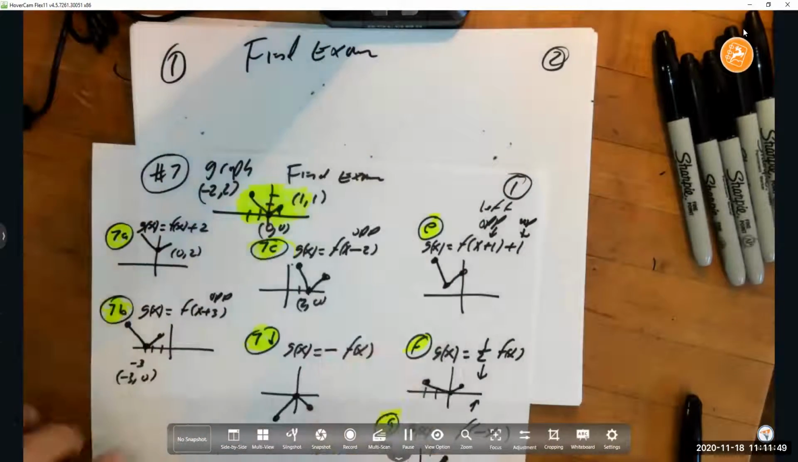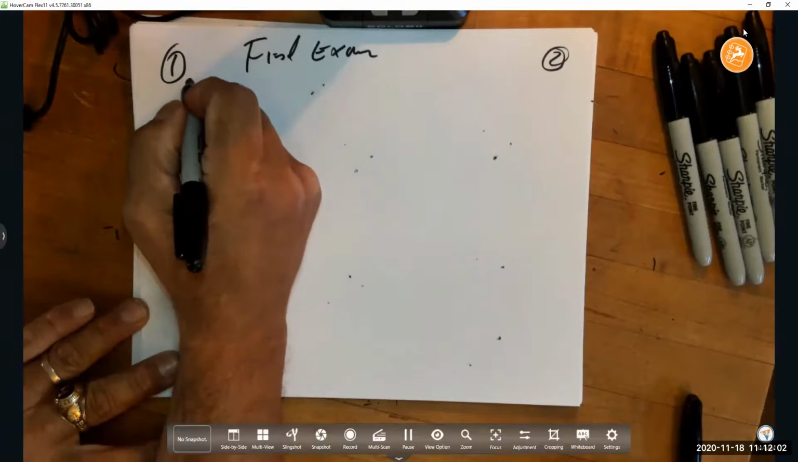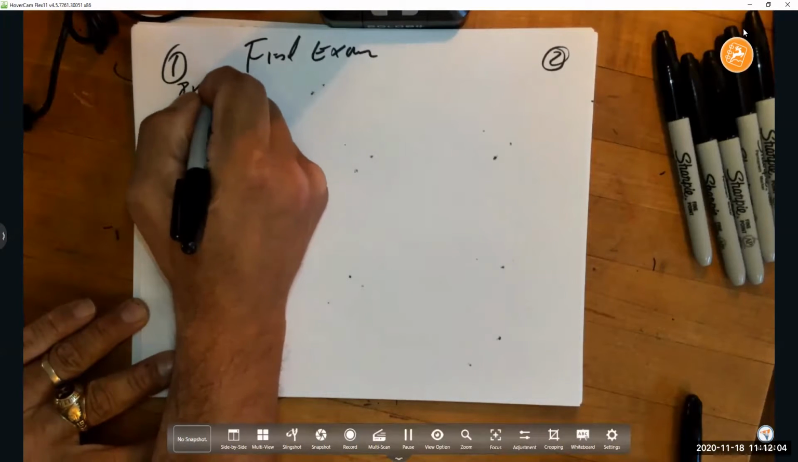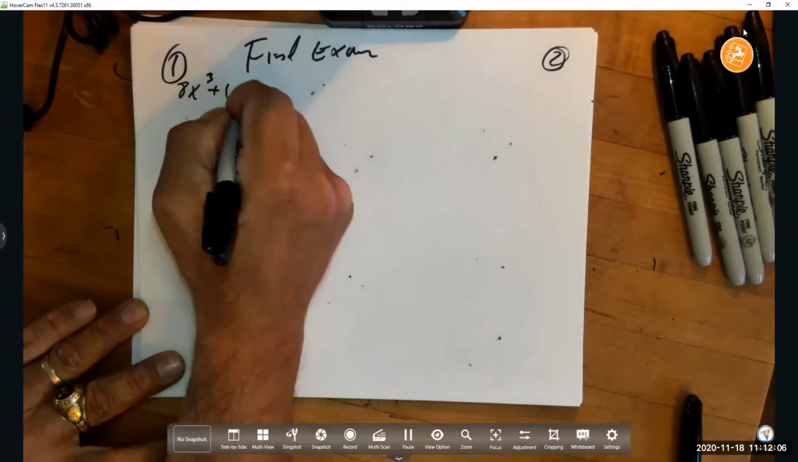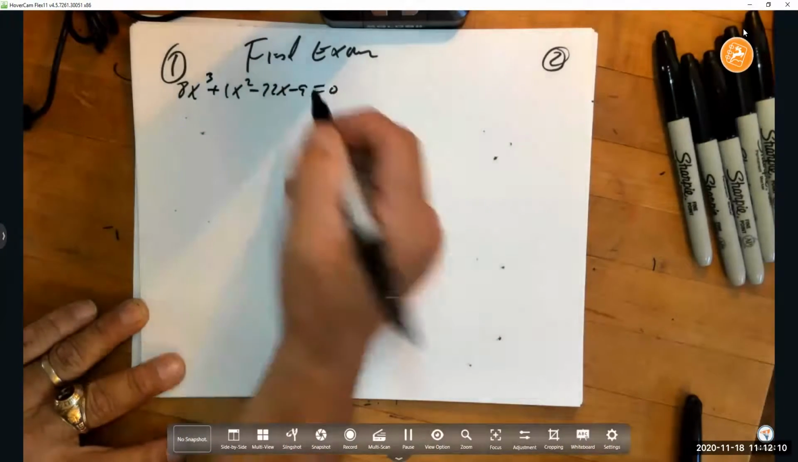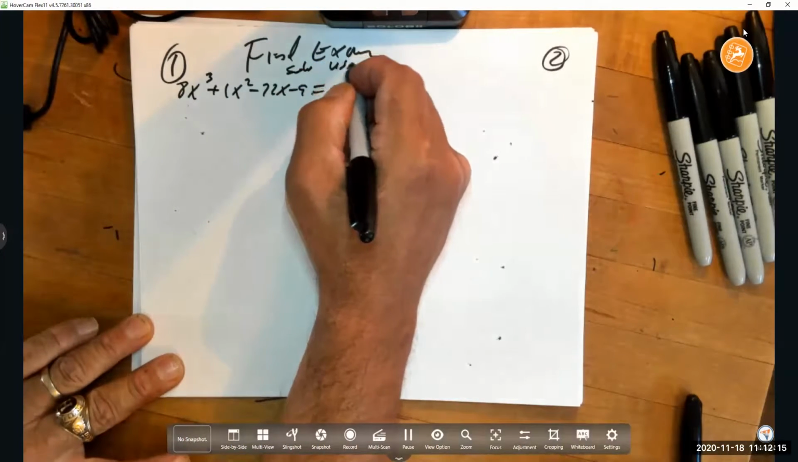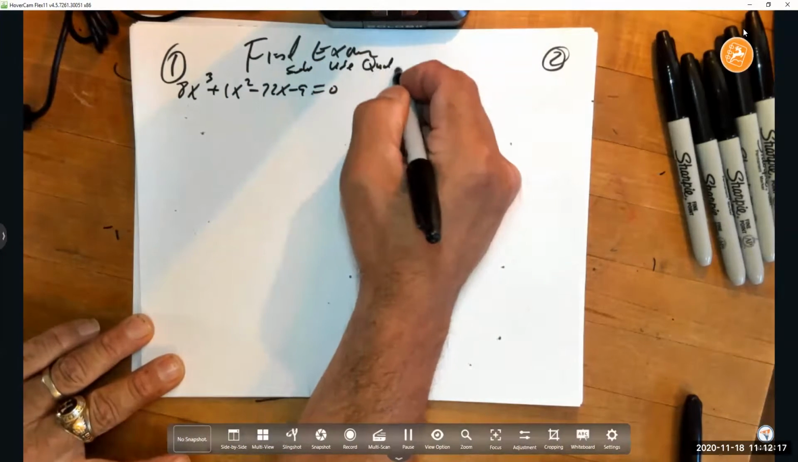And I'm just going to change the numbers. All right, I'm just going to put new numbers, that's all. All right, verse 1, it says 8x cubed plus 1x squared minus 72x minus 9 equals 0. Solve it. This is use the quadratic formula.